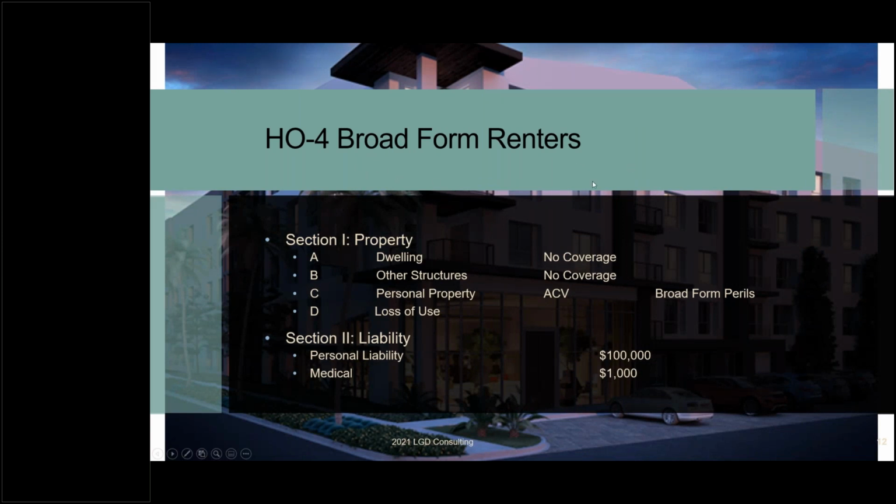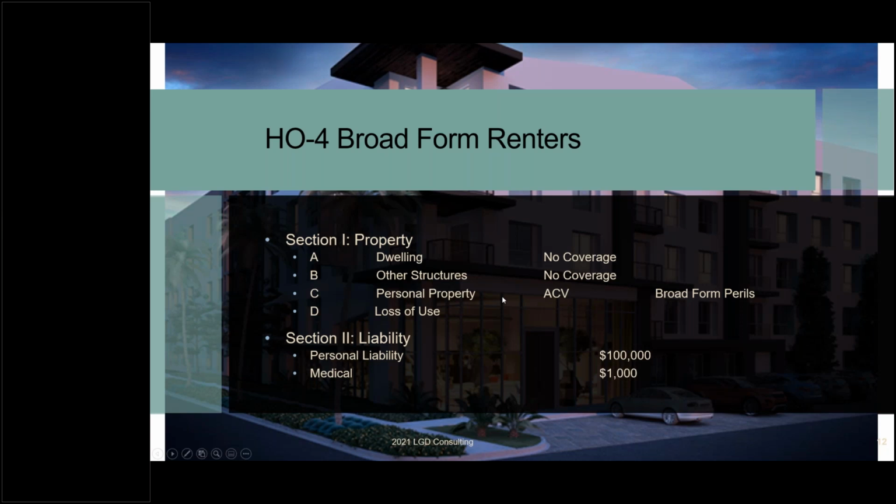HO4 is that broad form renters, right? No coverage for the house because you don't own it. There's no other structures because if it's a separate garage and it burns down, you can't collect. It's not your garage. There's no insurable interest. But we will cover your belongings on an actual cash value basis, broad form perils coverage for your contents anywhere in the world. All right.